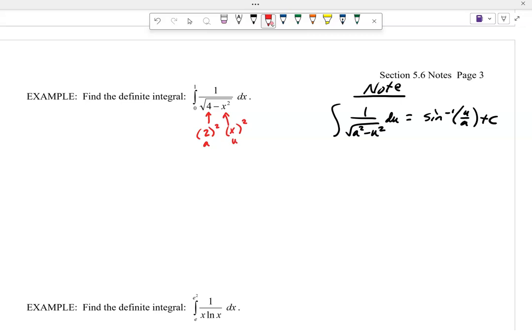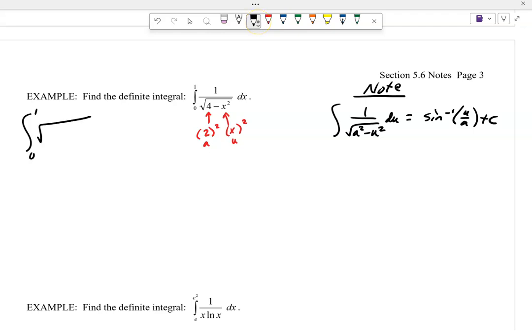If it was something besides x, like instead of square root of 4 minus x squared, maybe it was 4 minus 16x squared, well then my u is 4x, and I've got to account for that with u substitution. But here I don't have to worry about that. So let's go ahead and rewrite that.